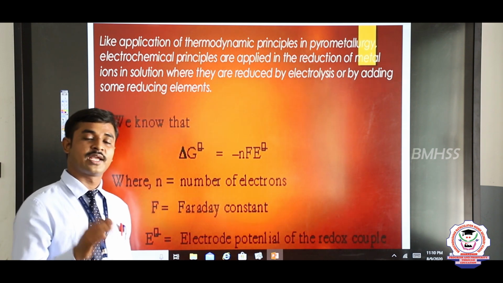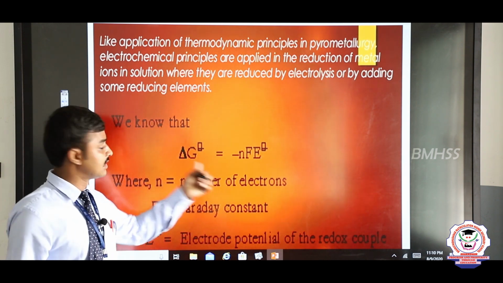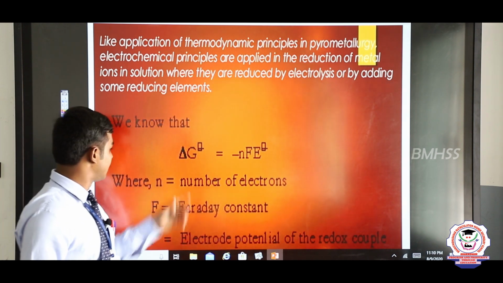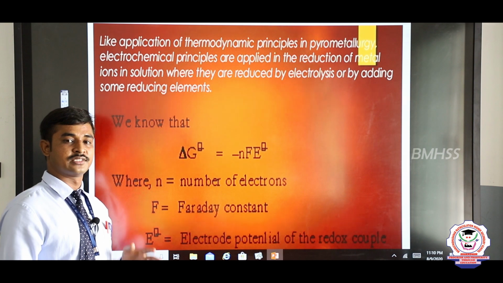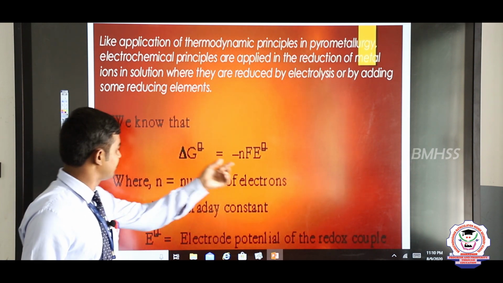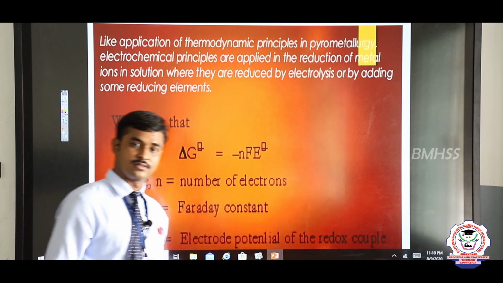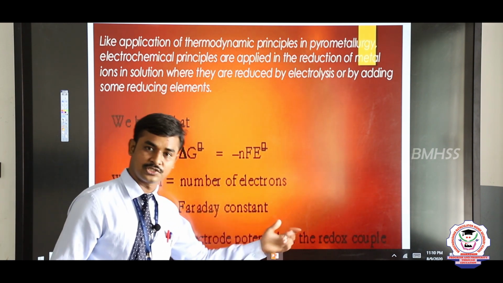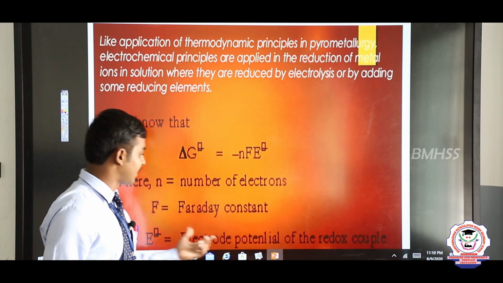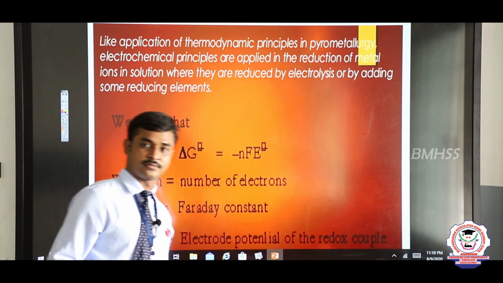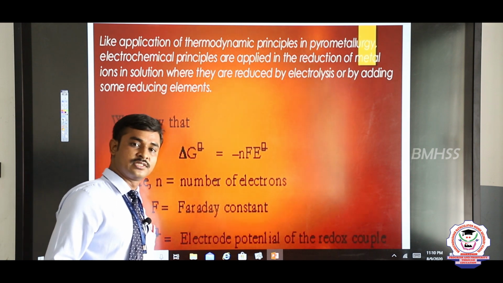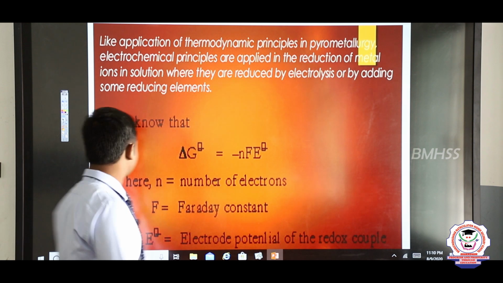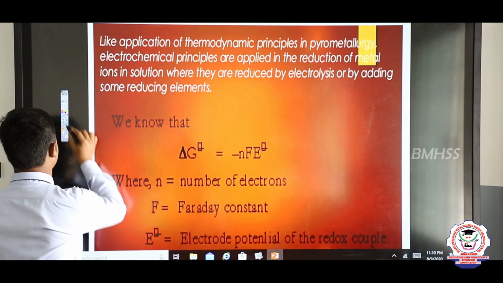In this process, we can find the del G naught value. The del G naught value is minus nFE naught. Del G naught is the standard Gibbs free energy change, n is the number of electrons moving in the reaction, F is the Faraday constant, and E naught is the electrode potential of the reaction. So, this is the calculation based on the electrochemical principle.